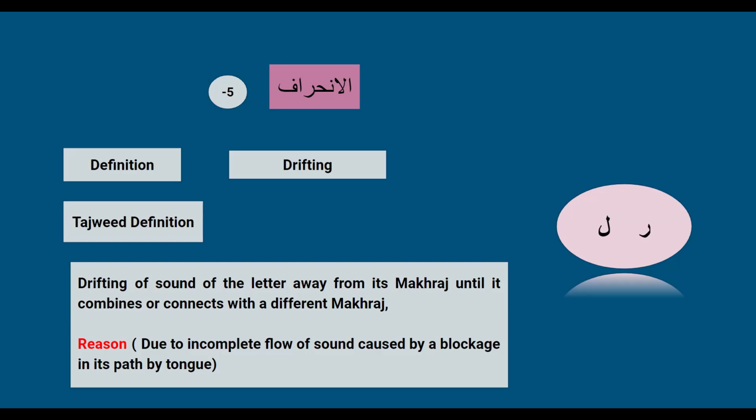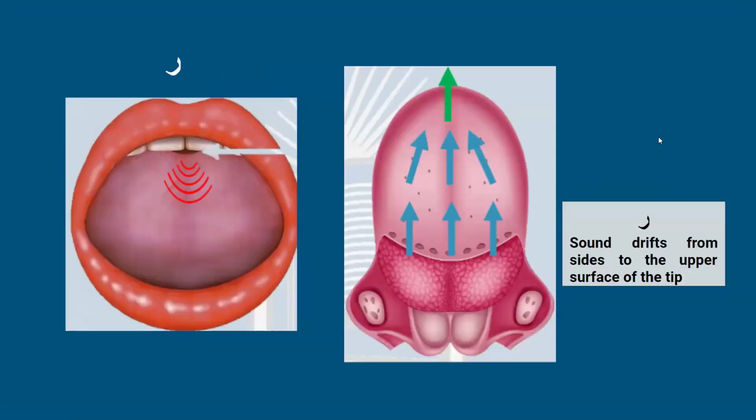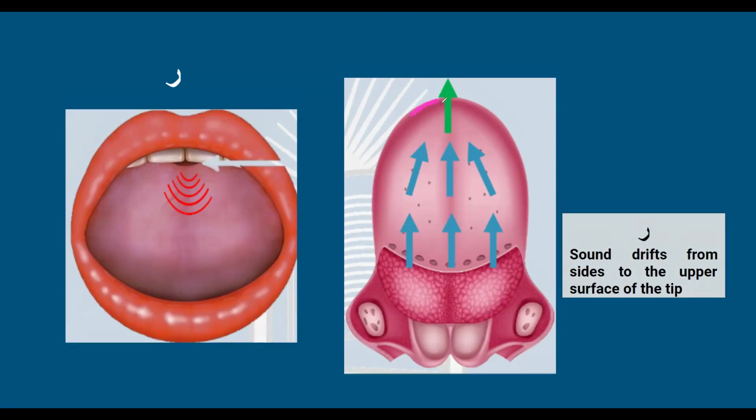We can understand inhiraf further through these images. Look at the letter ra and its makhraj. Ra is pronounced when the tip of the tongue and a little part of the upper surface touches the upper internal gums. So the tip and the upper surface of the tongue are involved in pronouncing the letter ra. That's the makhraj, touching the upper internal gums.